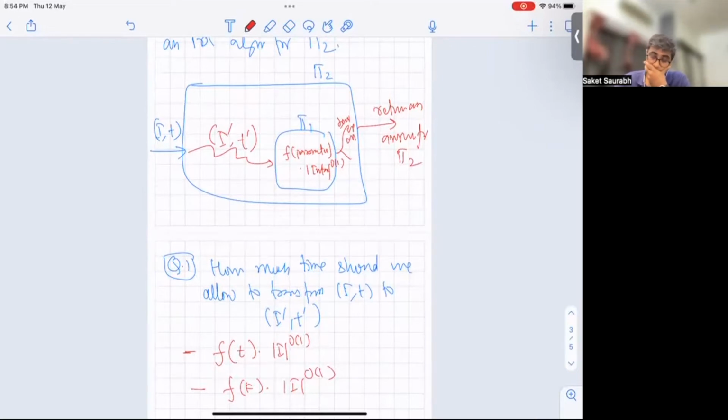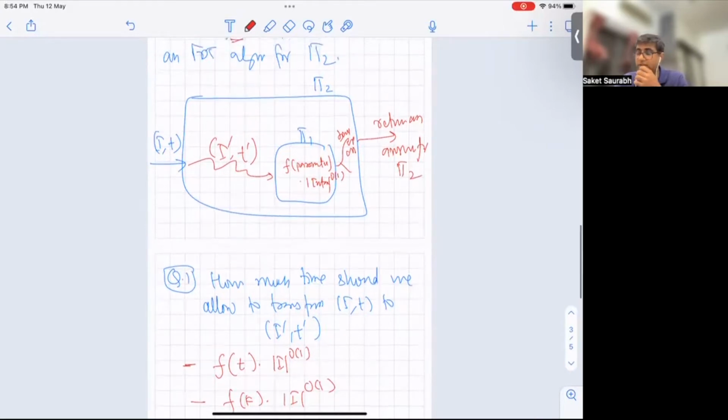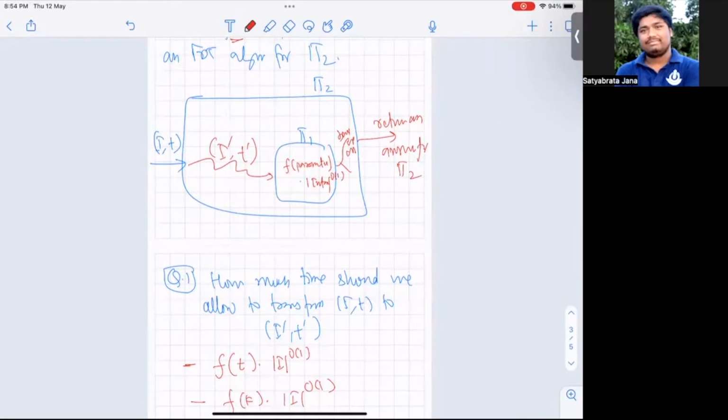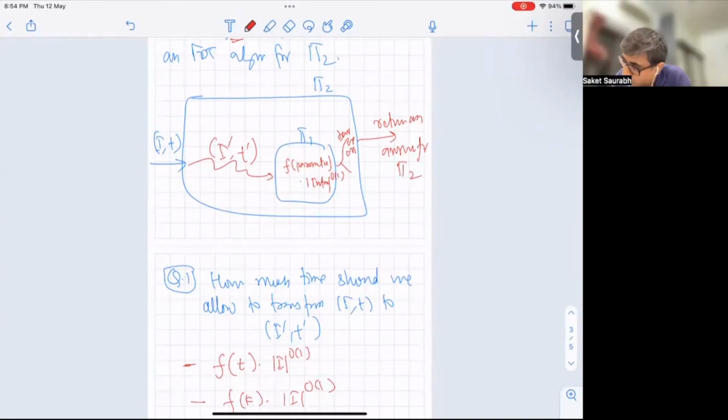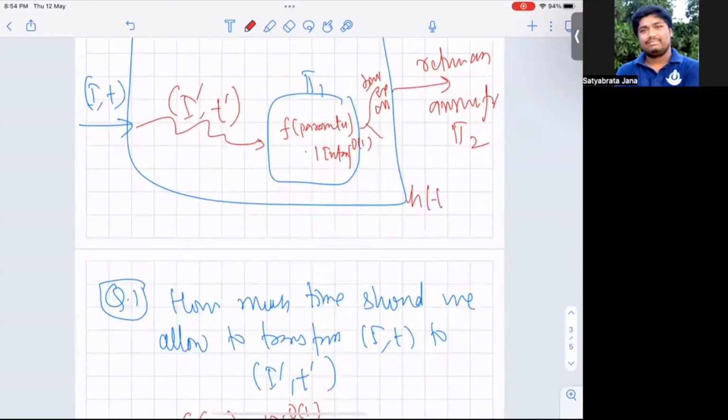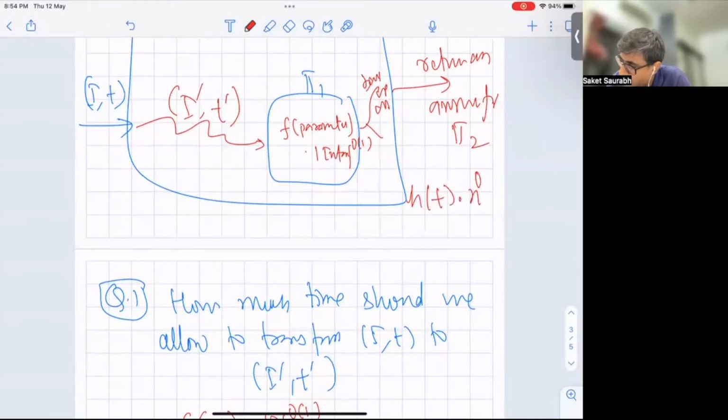What is my ultimate goal? What is the ultimate goal for making this pi2? To design an algorithm which is FPT in t. So suppose I'm shooting for an algorithm with running time, say, h of t times n to the power big O of 1. Okay. Suppose this is the kind of algorithm I'm shooting for.